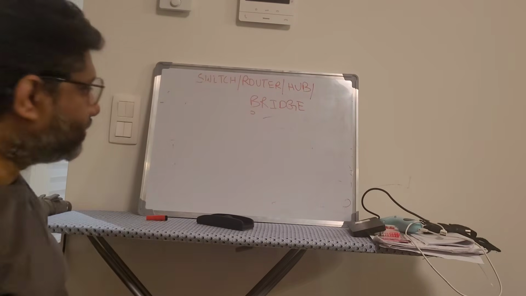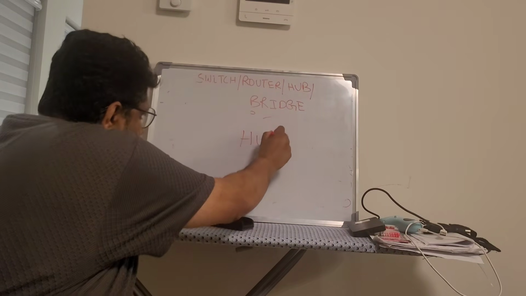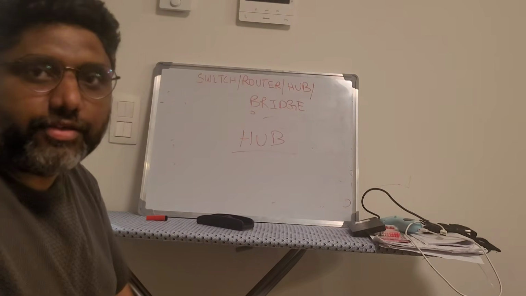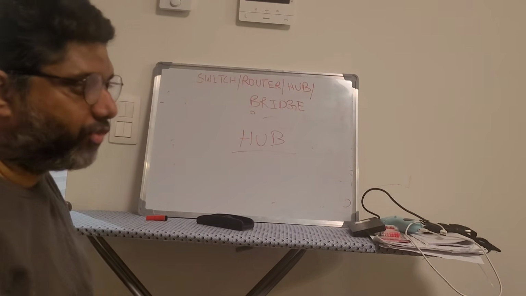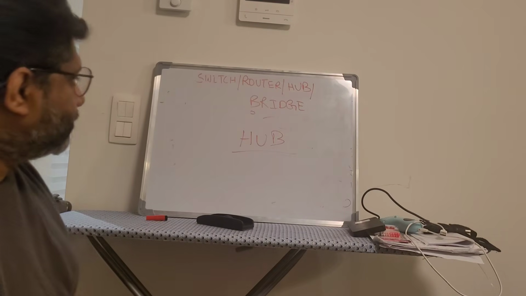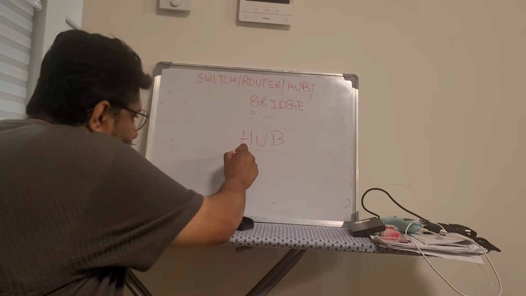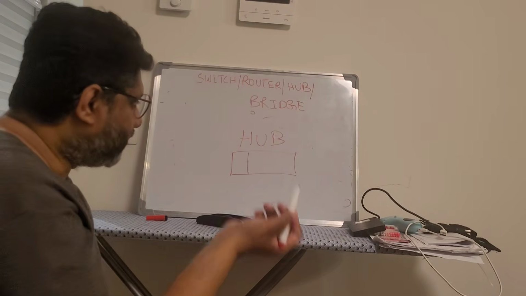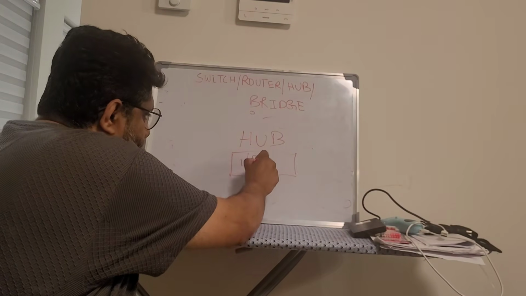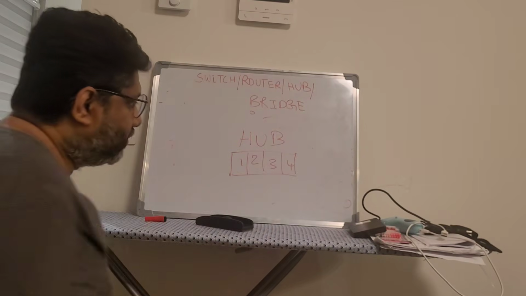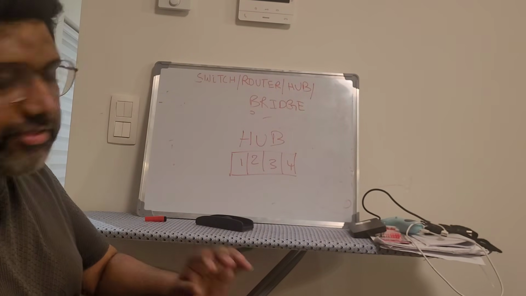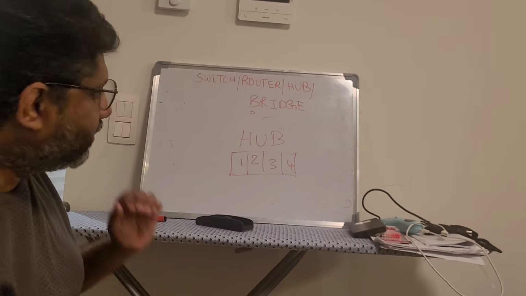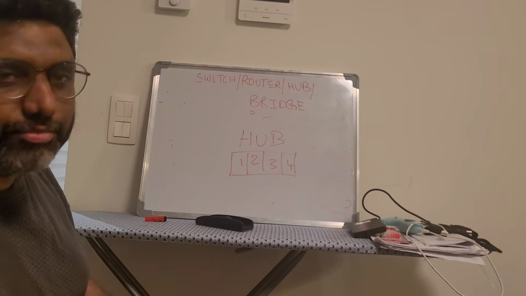Now, what is hub? In simple English, hub is where everybody meets, right? So in the same way, hub will have, for example, 4 ports. The example I am taking, it can be any number of ports, 1, 2, 3 and 4. The difference between hub and switch is, there is no comparison between hub, switch and router. Router is at layer 3, hub and switch are at layer 2, which is the MAC layer.